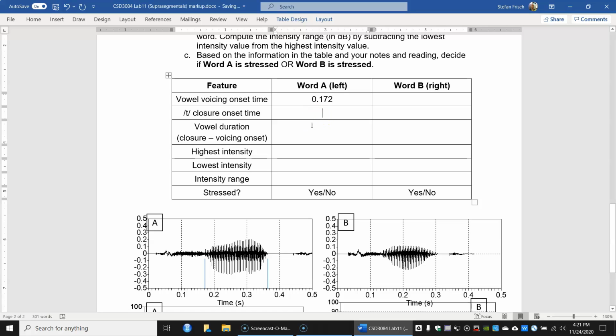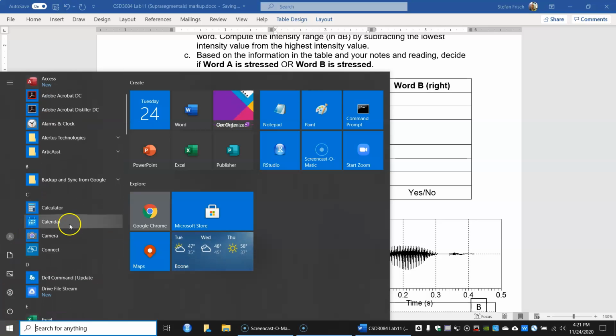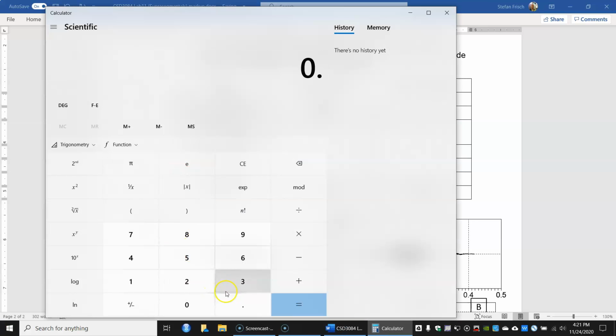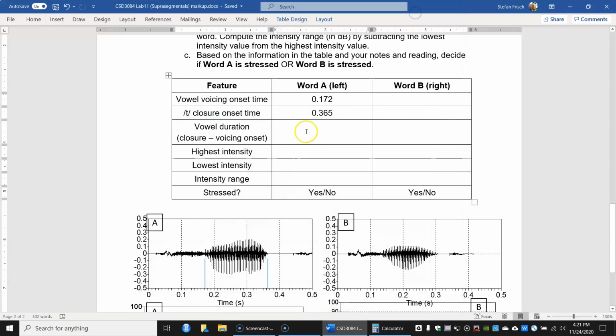The final T closure is at 0.365 in time. So the difference between those things is 0.365 minus 0.172 is 0.193. 0.193 seconds long. 193 milliseconds would probably be how it would be described, but Praat likes to do everything in seconds, so that's what I stuck with.